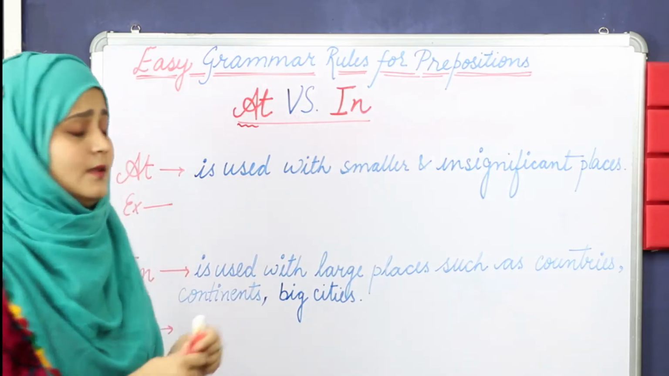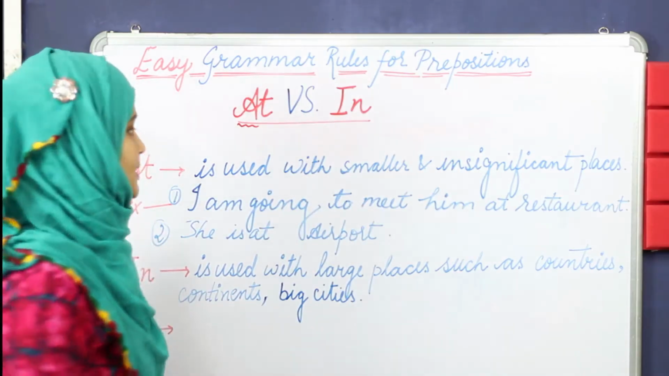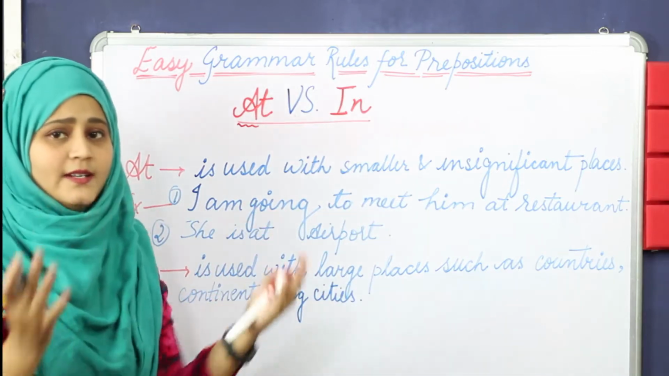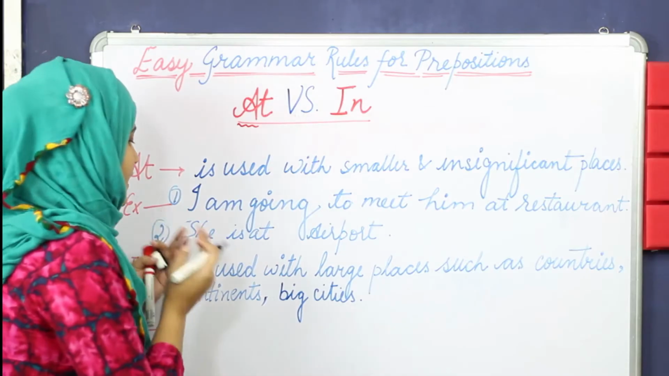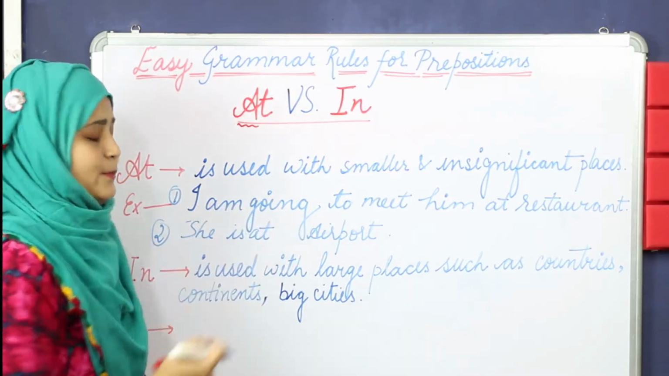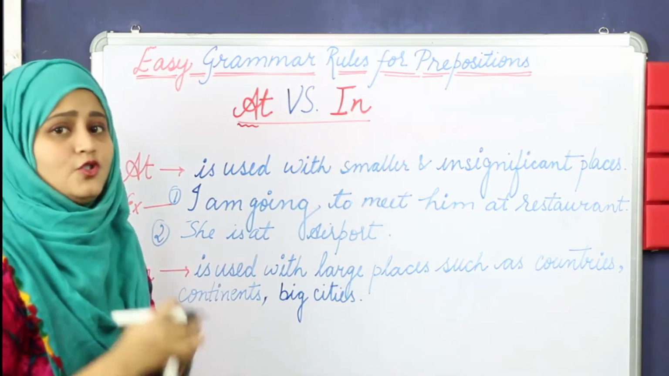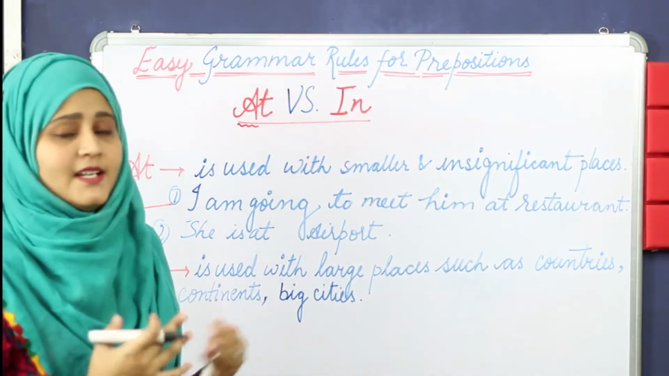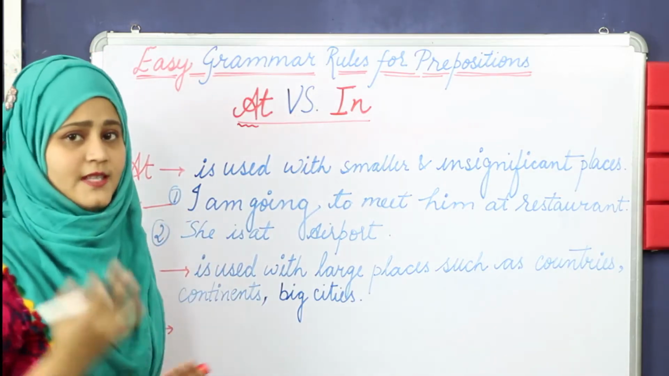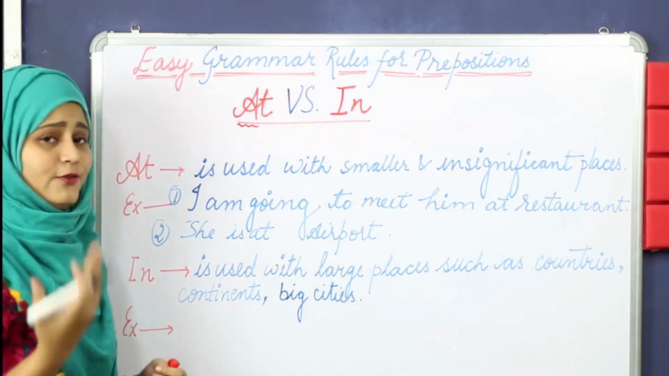For example, I have written two examples. One is I am going to meet him at restaurant. Restaurant is a small place. Here I have written another one. She is at airport. वो airport पे है. तो जो भी smaller चीज़ें होंगी वहाँ पे आप at का use करके और places की जगह पे आप लगाएंगे वहाँ पे preposition. Now let's see in, where we have to use in.